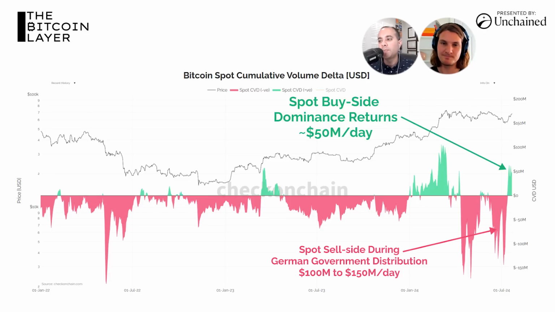So talk to us about this Bitcoin spot cumulative volume delta chart. You have some indications here that the German government distribution at 100 million to 150 million dollars a day was a drag in the beginning, but then you referenced that actually a lot of that maybe was priced in advance when we're talking about those last 75% of the coins. So walk us through what you're looking at here with the volume delta.